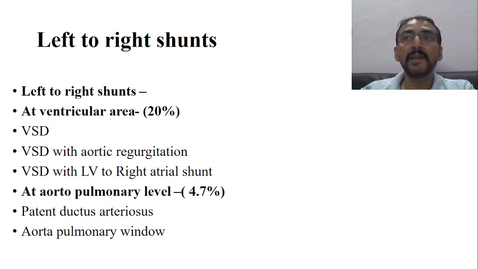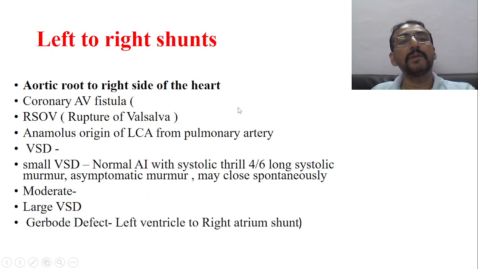Now another shunting can occur at the bigger vessel level, that means the pulmonary trunk and aorta. One of the best examples is patent ductus arteriosus. It's also shunting, isn't it? It's also shunting of the blood. Through an abnormal canal, the pulmonary trunk blood is mixed with the aorta blood. Another is aortopulmonary window. That's quite rare. So these are the different types of left to right shunt.